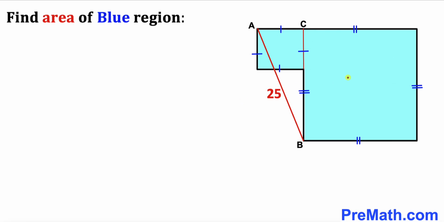Welcome to PreMath. In this video, we have this blue shaded region that consists of two squares of different dimensions, as you can see in this diagram. And moreover, this line segment AB is 25 units. Now we are going to calculate the area of this blue shaded region that consists of this one and this one as well.